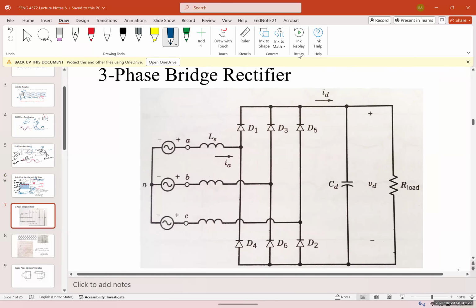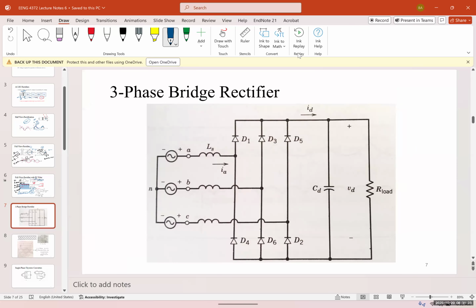Now we can expand the same thing and create a three-phase bridge rectifier. Why do we need a three-phase bridge rectifier, you may ask? In some applications, for example, HVDC, high voltage DC, you want to convert it to DC and then transmit it 400 or 500 miles and then convert it back. In those cases, we need a three-phase. So a three-phase bridge rectifier utilizes 6 diodes, and we have 3 phases, obviously.